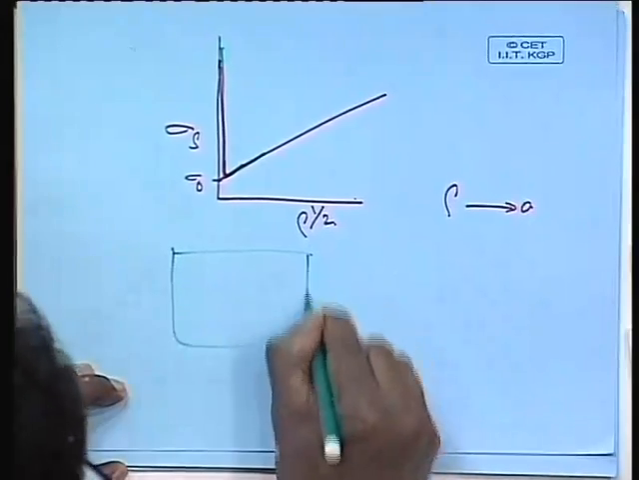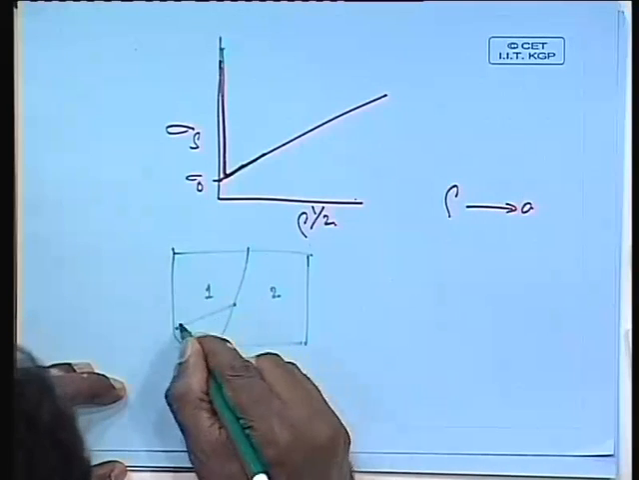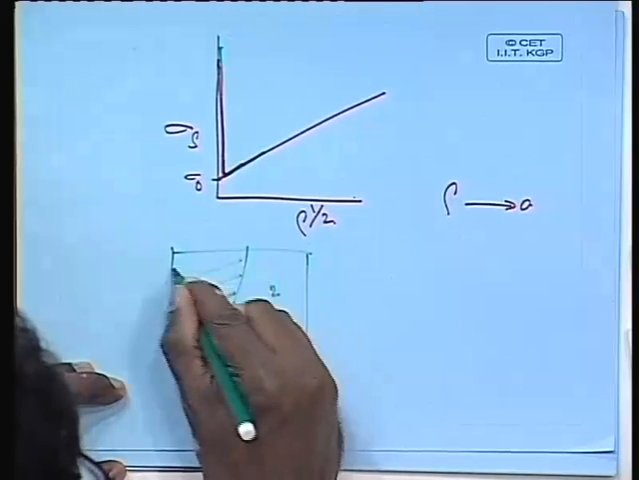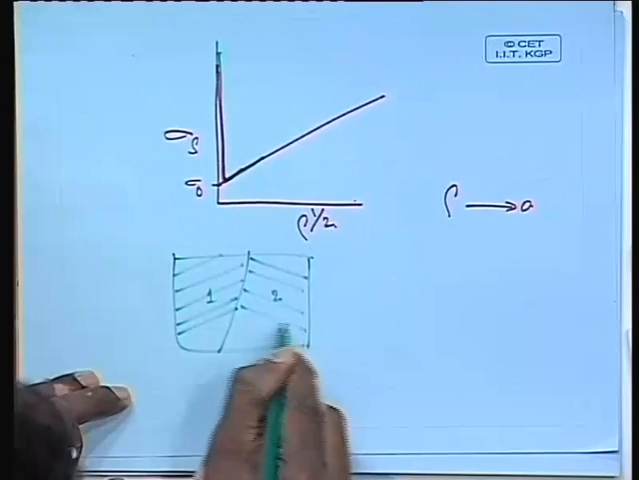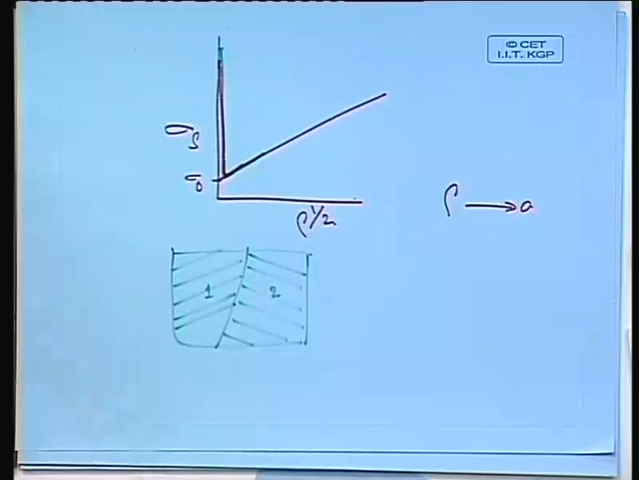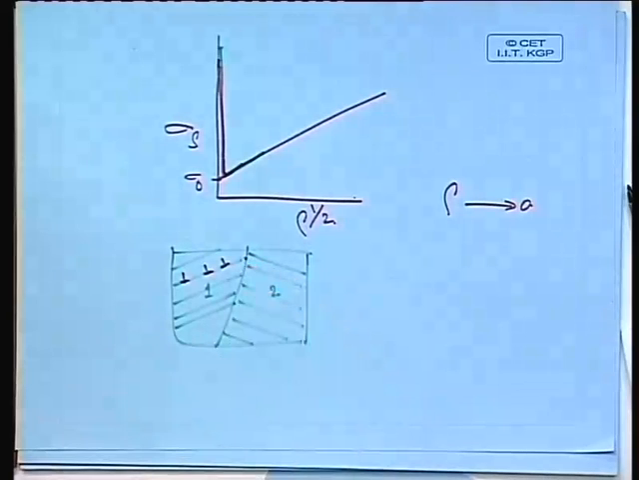So, if I am considering two grains, grain 1 and grain 2, if in grain 1 all 111 planes are oriented in this direction, and in grain 2 they are oriented in a different direction. Otherwise, we cannot call them as two grains, we should call them as only one grain if there is no difference in the orientation. So, as a result, if a dislocation is moving on this plane, the moment it comes here it has to stop, because the plane is not continuing further.